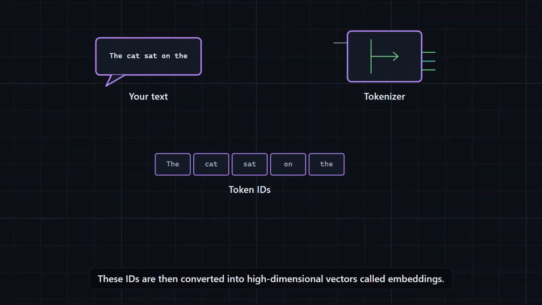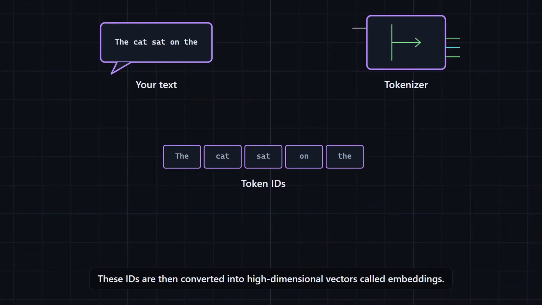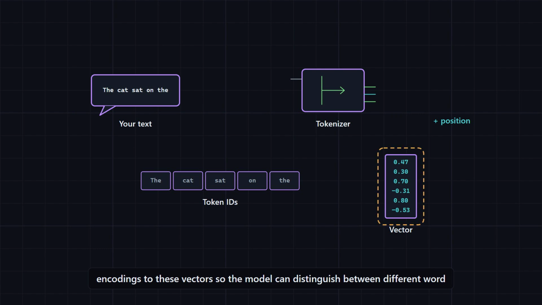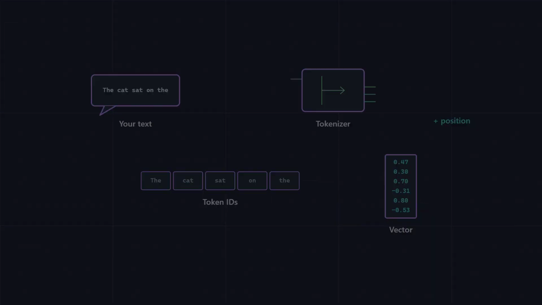These IDs are then converted into high dimensional vectors called embeddings. Because the attention mechanism is permutation invariant, the system adds positional encodings to these vectors so the model can distinguish between different word orders in a sentence.